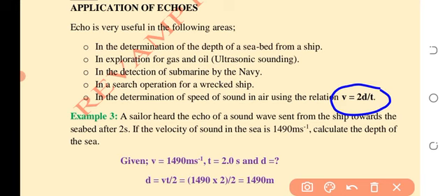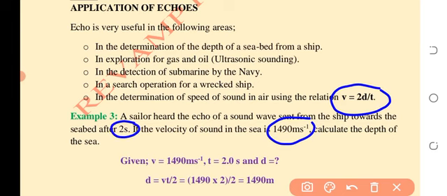Let's consider our first example, which is example 3 in the topic. A sailor heard the echo of a sound wave sent from the ship towards the seabed after 2 seconds. If the velocity of sound in the sea is 1490 meters per second, calculate the depth of the sea. The depth of the sea serves as the reflecting surface, the velocity of sound in the sea is 1490 meters per second, and the echo is heard after 2 seconds.